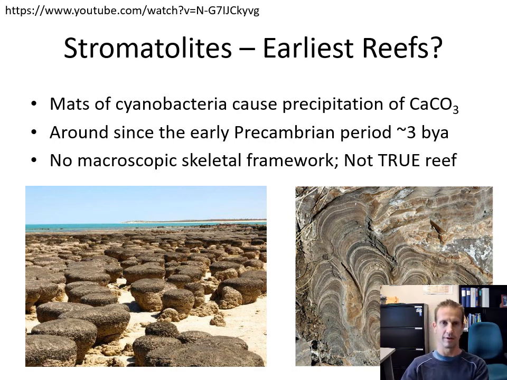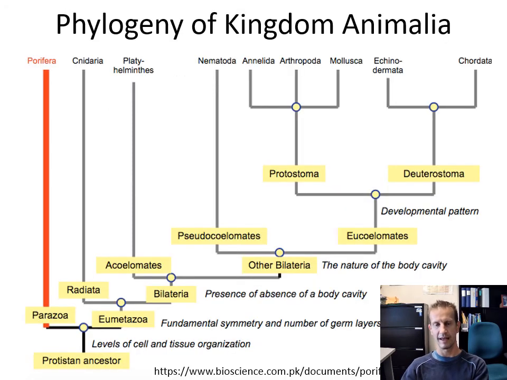So whether stromatolites are truly reefs or not is up for debate. The first organisms that we would consider to truly be reef formers were early animals. And what I'm going to show here is kind of an introduction to talking about some of these early groups of animals that made the first true reefs: the phylogeny of the kingdom Animalia. So phylogeny is like an evolutionary tree.